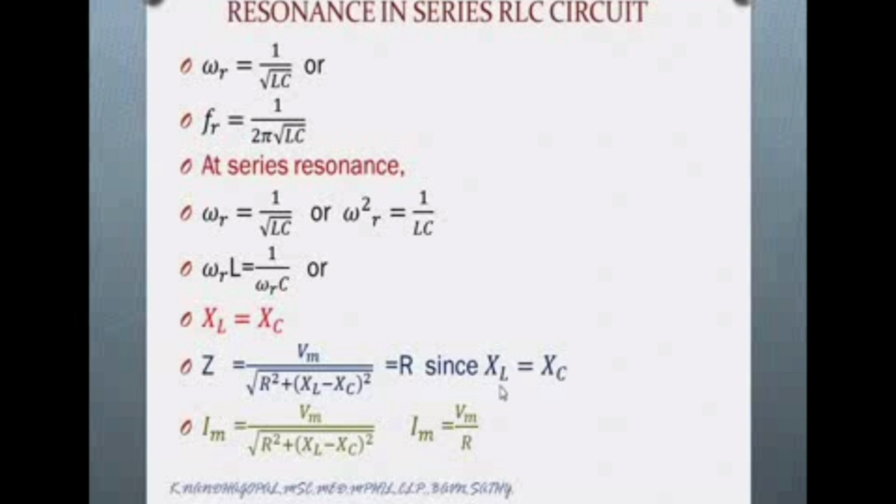So this is the resonance in the RLC circuit. When XL is equal to XC, this term becomes 0. So Vm by square root of R square, the square root of R square cancels. So Im equal to Vm by R. That means the flow of current is maximum. When the XL equal to XC, the impedance becomes minimum, and the flow of current is maximum.